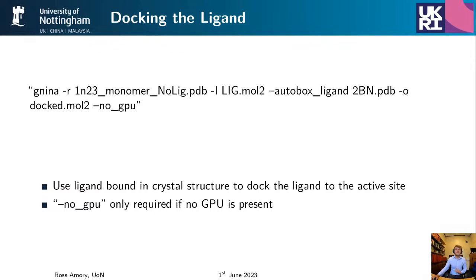So you need to basically download Nina. There are instructions on how to do so in the document. And then you provide it with a receptor. So this is going to be our monomer protein. And then you obviously give it the ligand that you wish to dock. And then you give it a guess of where the active site is. And the guess that we're going to be using is the position of that ligand that was co-crystallized with the protein, that 2BN ligand.